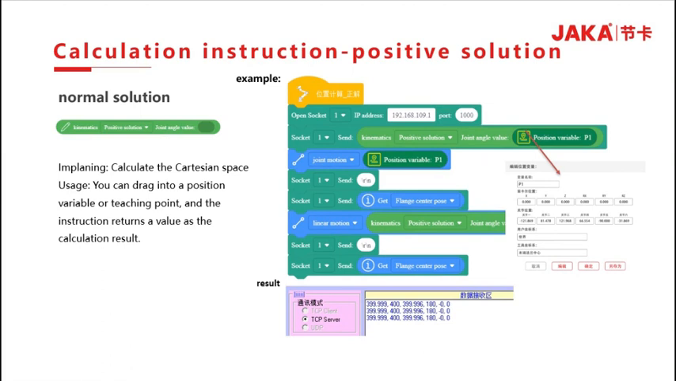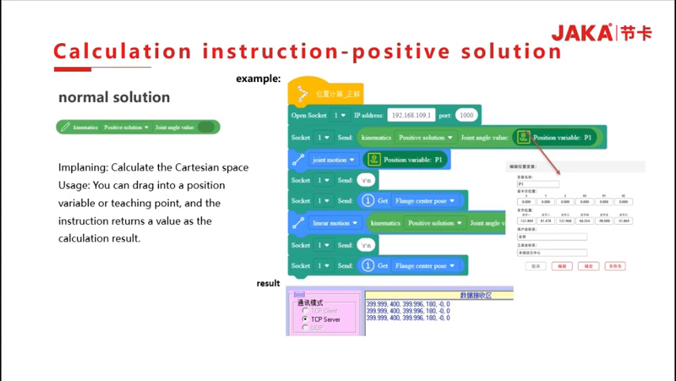The meaning of the kinematic positive solution instruction is to calculate the position in Cartesian space where the input joint angle is located. In the position variable P1, manually input the joint angle coordinates. The socket sends the result of the positive solution.